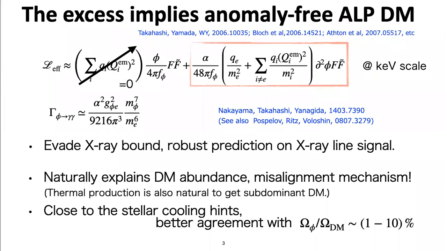Since the ALP dark matter couples to electron, a photon coupling is induced via the electron loop in the effective theory. The photon coupling should be suppressed to evade X-ray bounds in indirect detection experiments. To this end, we are led to consider the anomaly-free ALP. In this case, in the effective theory at the keV scale, the dimension 5 photon coupling should be vanishing due to the anomaly-free condition.